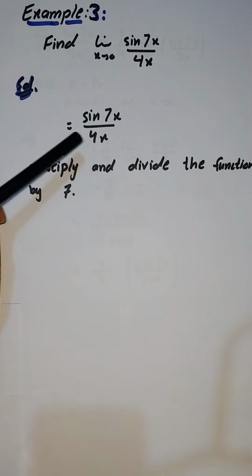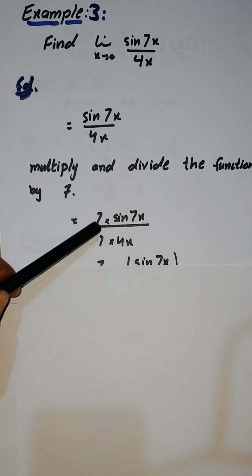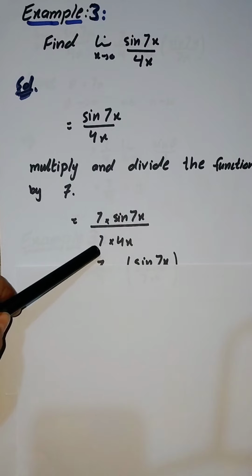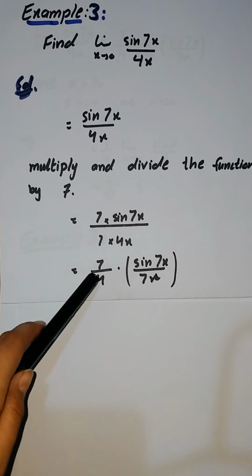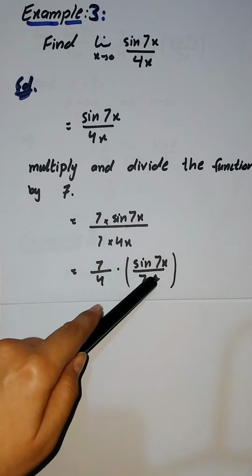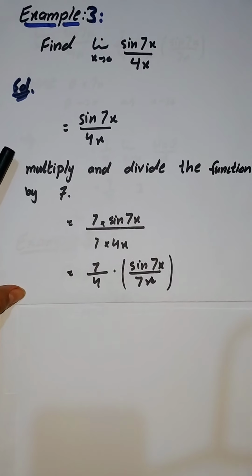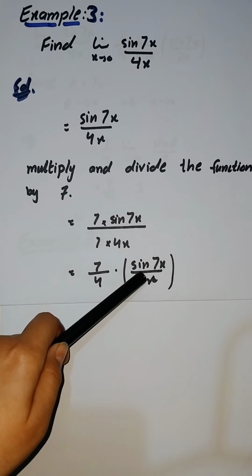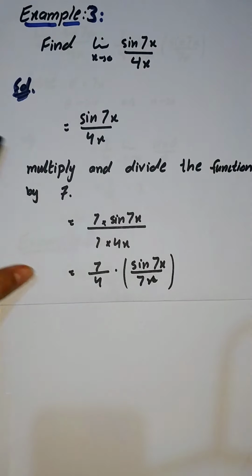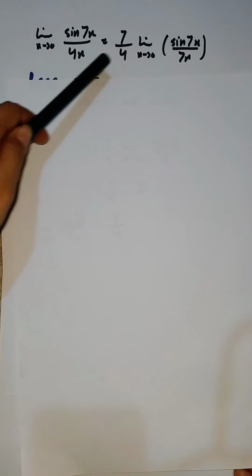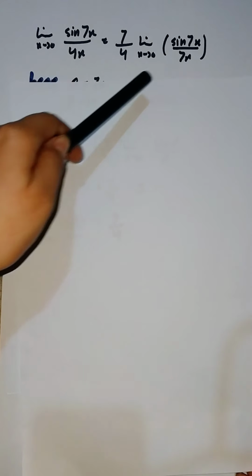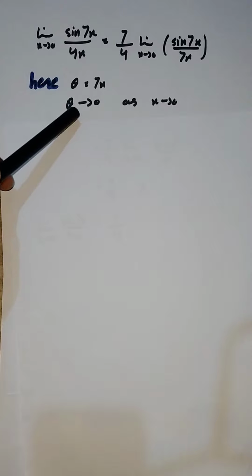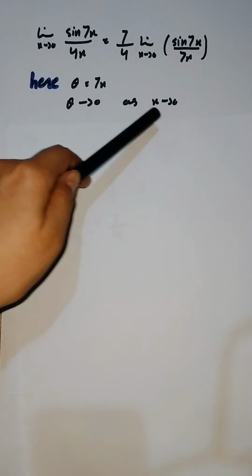We will multiply and divide this function by 7, and it will become 7 times sin 7x divided by 7 times 4x, 7 multiplied by 4x. So we can rewrite it like 7 divided by 4 into sin 7x over 7x. Here it is the same as sin h over h or sin theta over theta. So we need to find this limit, and it will become 7 over 4 times the limit as x approaches 0 of sin 7x over 7x. Here if theta is equal to 7x, then theta approaches 0 as x approaches 0.